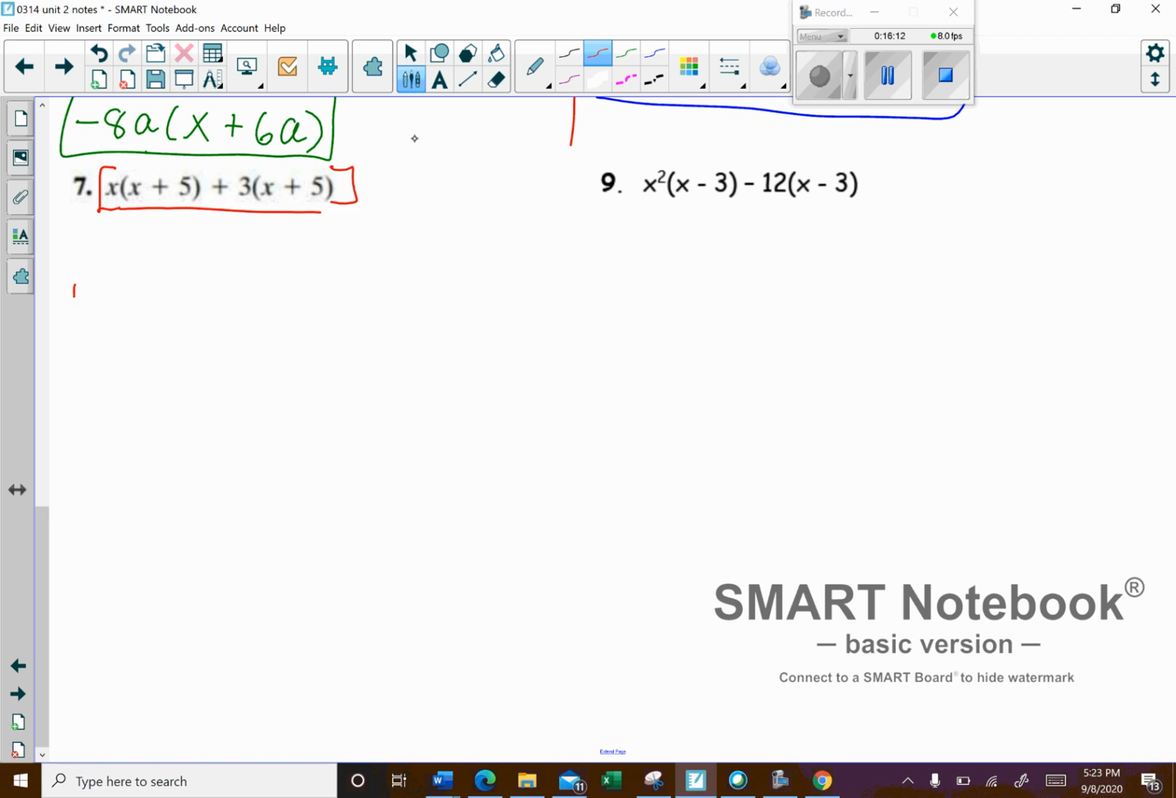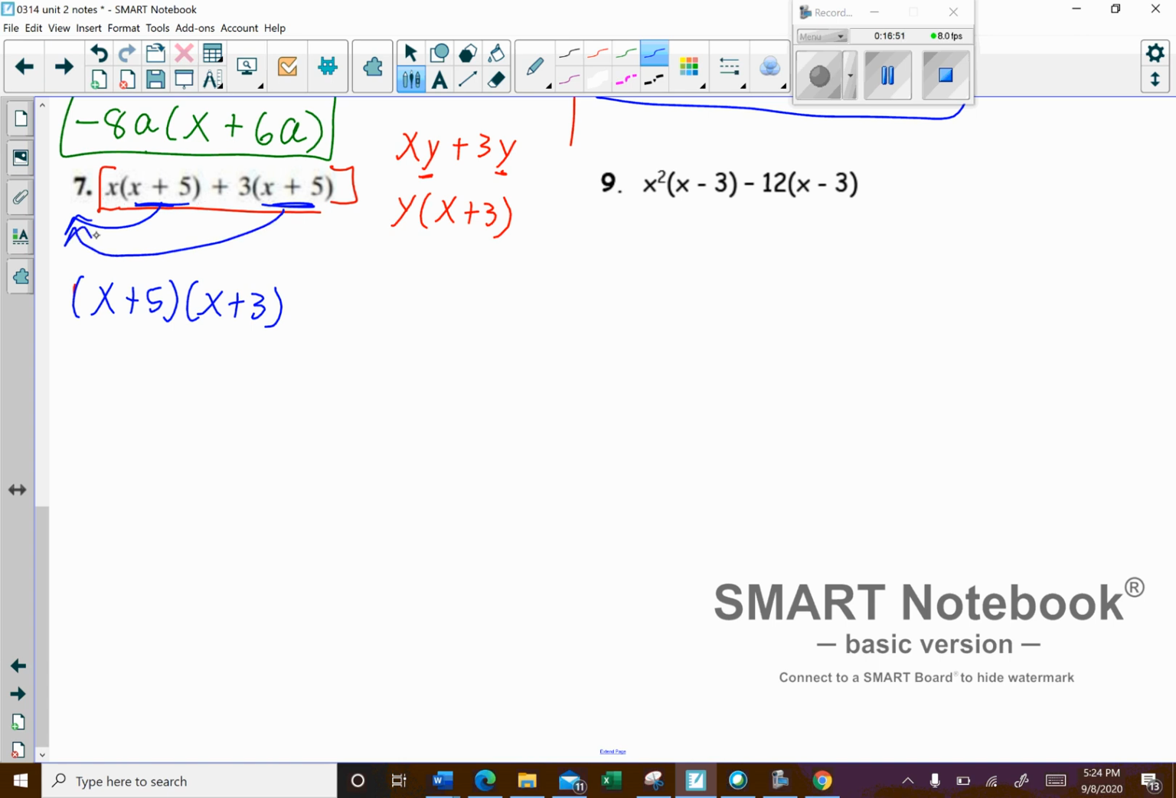So this is really no different if I had, let's say, for example, xy plus 3y. Well, what do they have in common? They have the y in common. I'd factor out the y, and I'd be left with x plus 3, right? That's what they have in common. They both have the y. Factor it out. I'm left with x plus 3 inside the parentheses. Well, that's not really any different here. What they both have in common is the x plus 5, so I factor that out, and then what's left behind is the x plus 3. So I'm pulling it out, okay? And then now I'm left inside with just the x plus 3, and that's where the second term comes from.